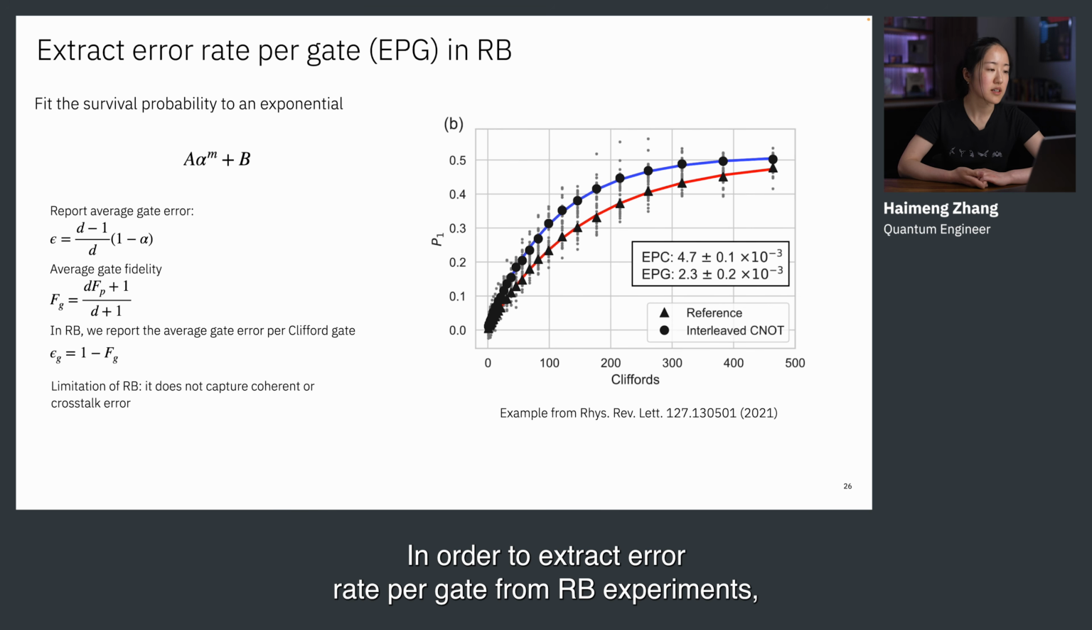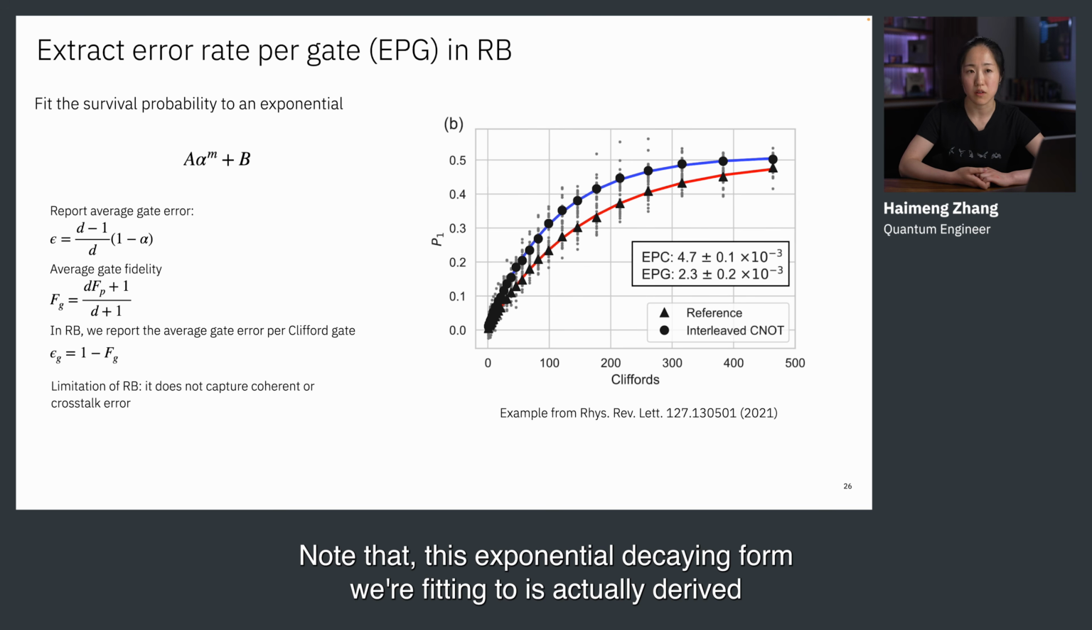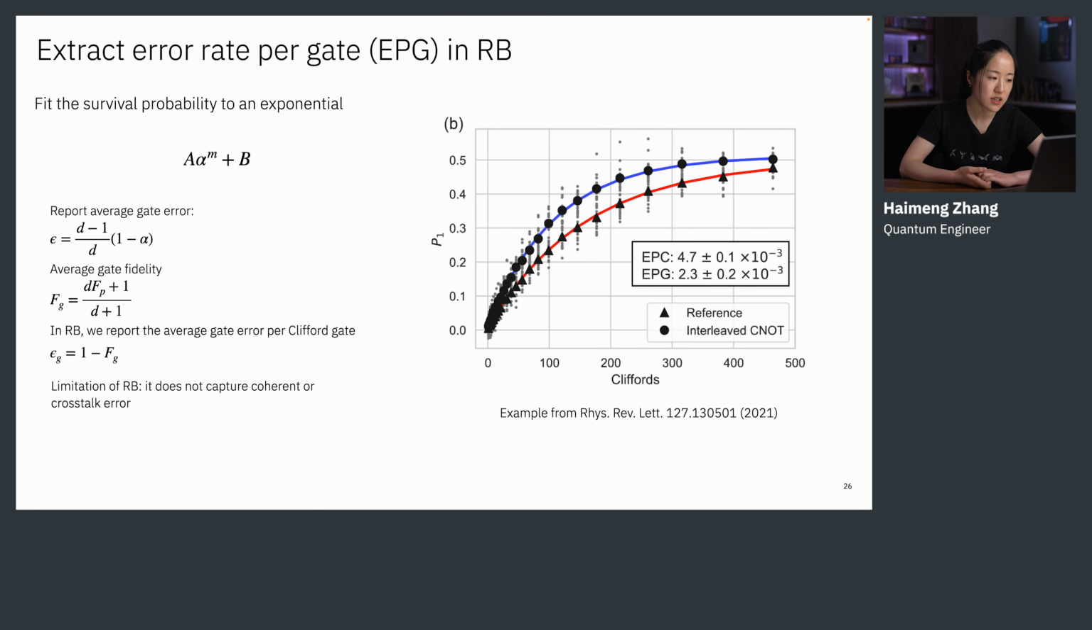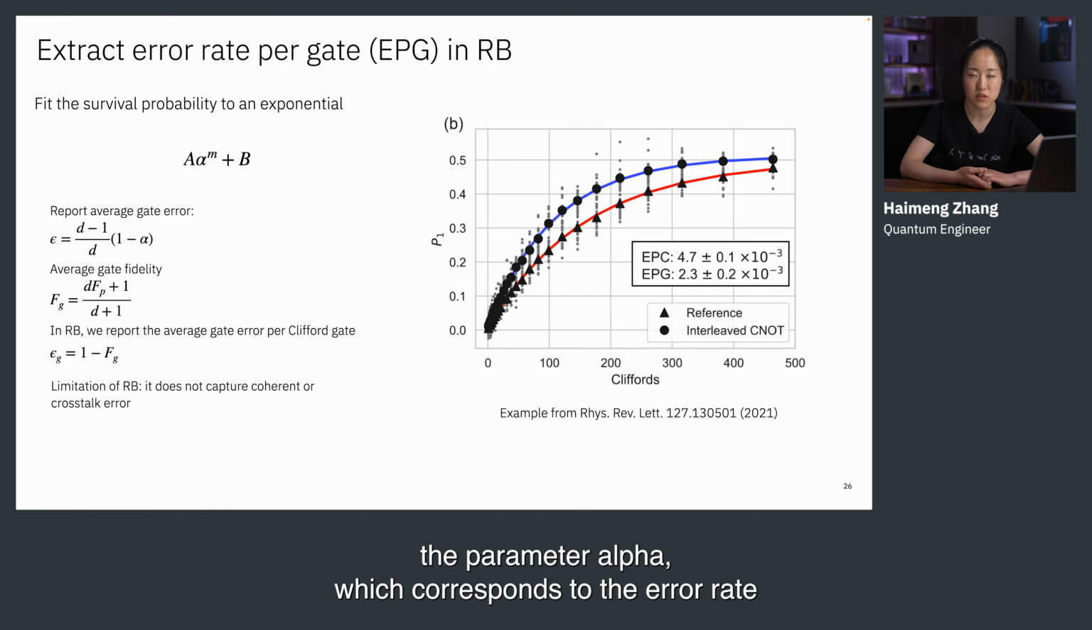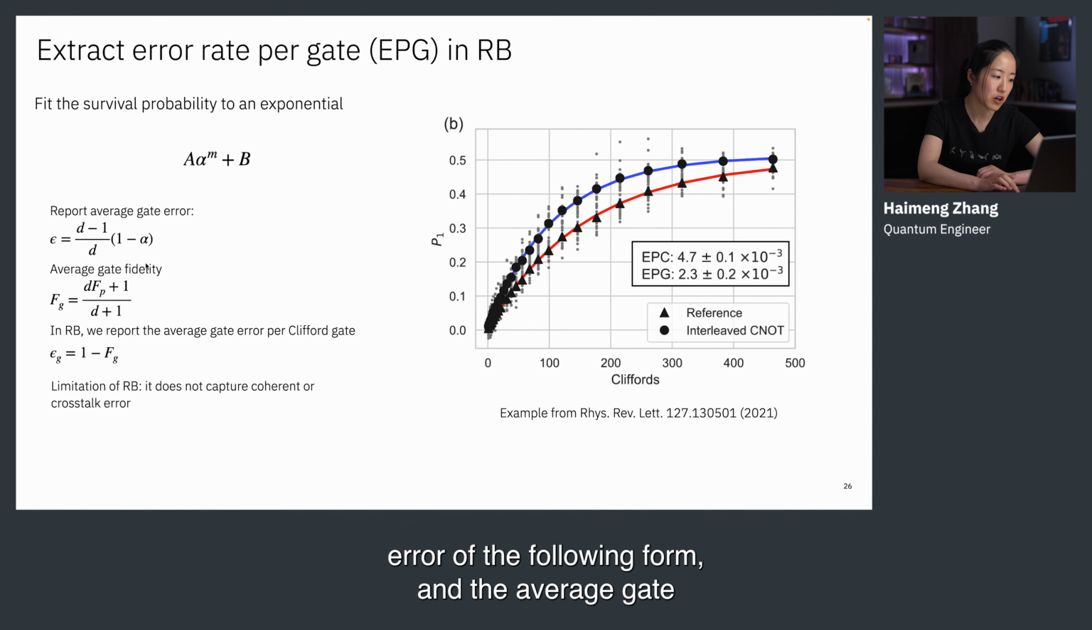In order to extract error rate per gate from RB experiments, we fit the survival probability to an exponential of the following form. Note that this exponential decaying form we're fitting to is actually derived under the assumption that the noise model follows the depolarizing noise model. So after fitting and extracting the parameter alpha, which corresponds to the error rate in a depolarizing noise model, we report the average gate error of the following form.